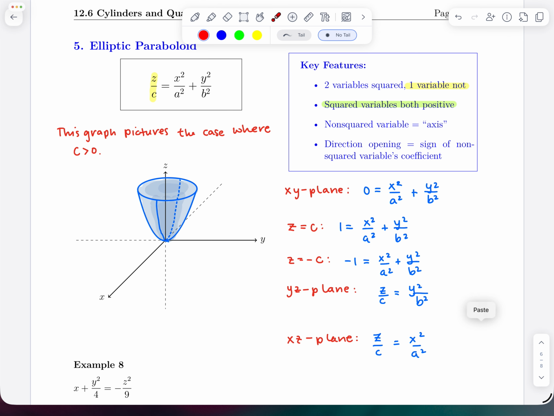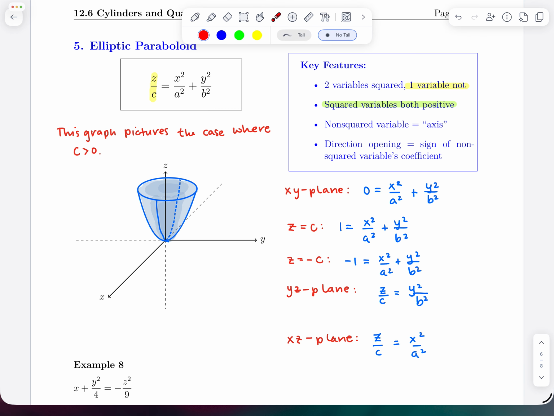So once you have arranged things so that your two squared variables are both positive, there may be a negative sign hidden inside this coefficient. My picture is going to show the case where c is greater than 0. At the end, I'll show you what happens when we flip it and think about c being less than 0. So let's take a look at the traces.